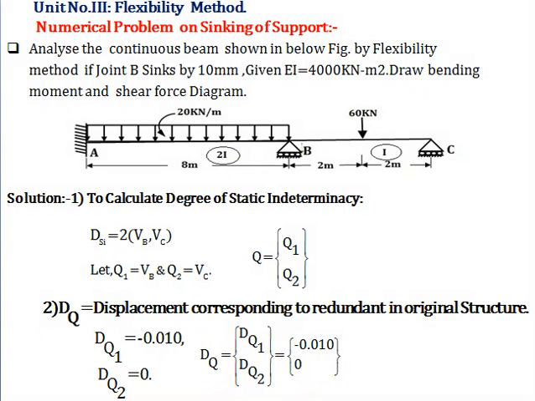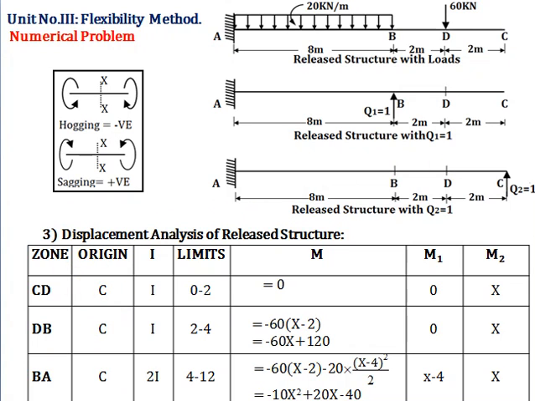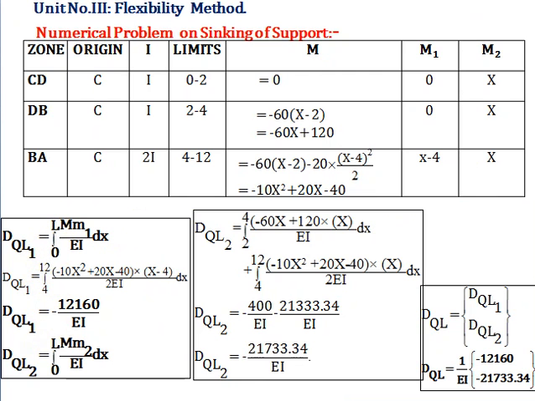After that, we did the displacement analysis of the released structure. This is the given table for that. After that we found the DKL1 matrix, and then we found the DKL2 matrix. Here that matrix is given. So these are the values of DKL1 and DKL2.